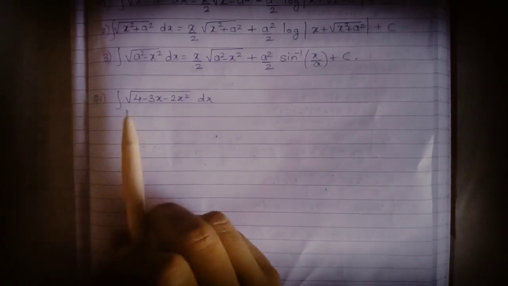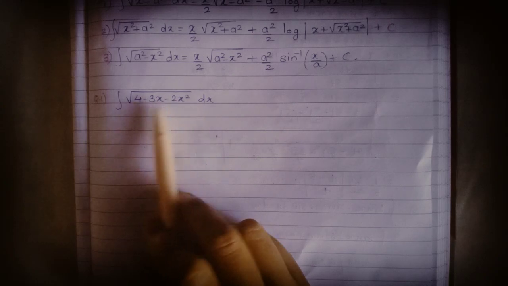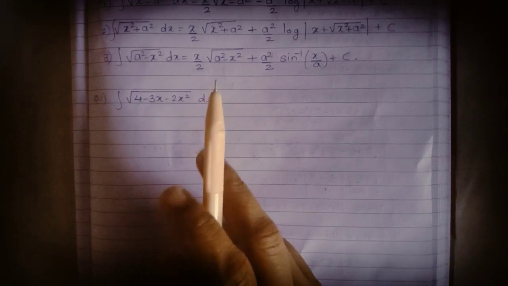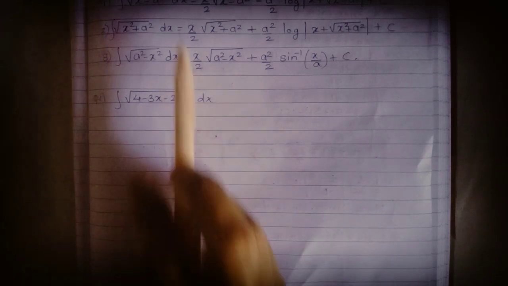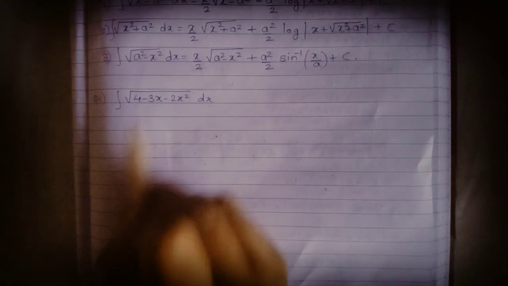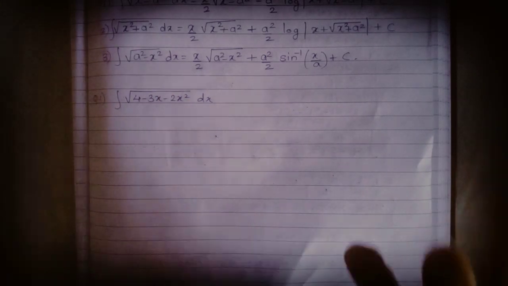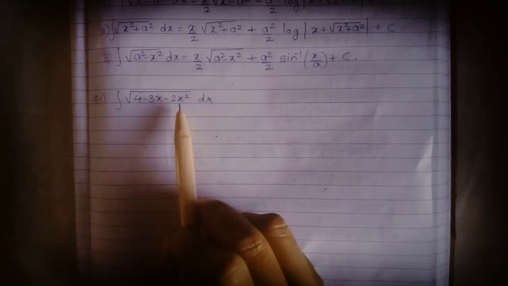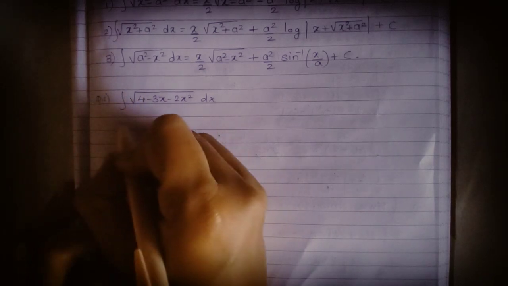Let's solve this. So this is under root 4 minus 3x minus 2x square. This question can be asked for 2 marks or 3 marks. This is of the form under root, that is we have set 3, which we have to use here. So we have to make it in such a way that it should be something like a square minus x square or x square minus a square. Now here this 2x square has a minus sign, so I am taking this minus sign outside.